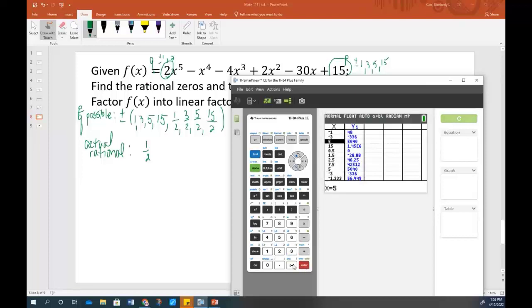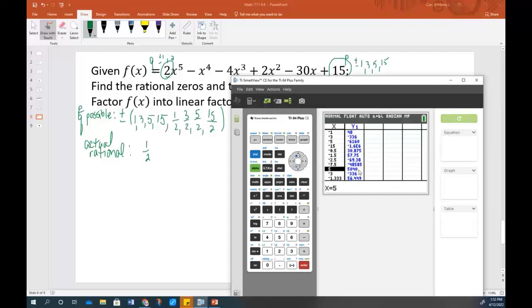-1, 3, negative 5, negative 15, negative 1/2, negative 3/2, and negative 5/2, and negative 15/2.